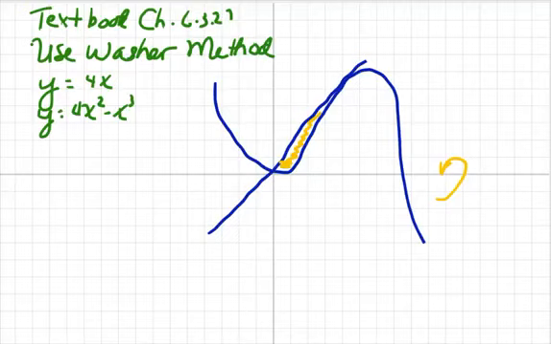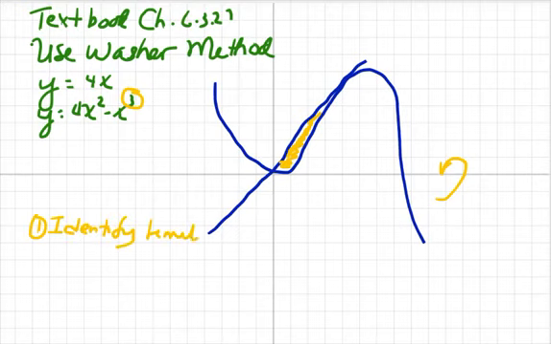So we're given two functions. One's a cubic and one's a line, and we're looking at this region shaded in yellow. We're going to revolve around the x-axis, and in doing so, we're going to create a solid of revolution that we want to find the volume for. So the first thing to do is to identify the limits of integration.